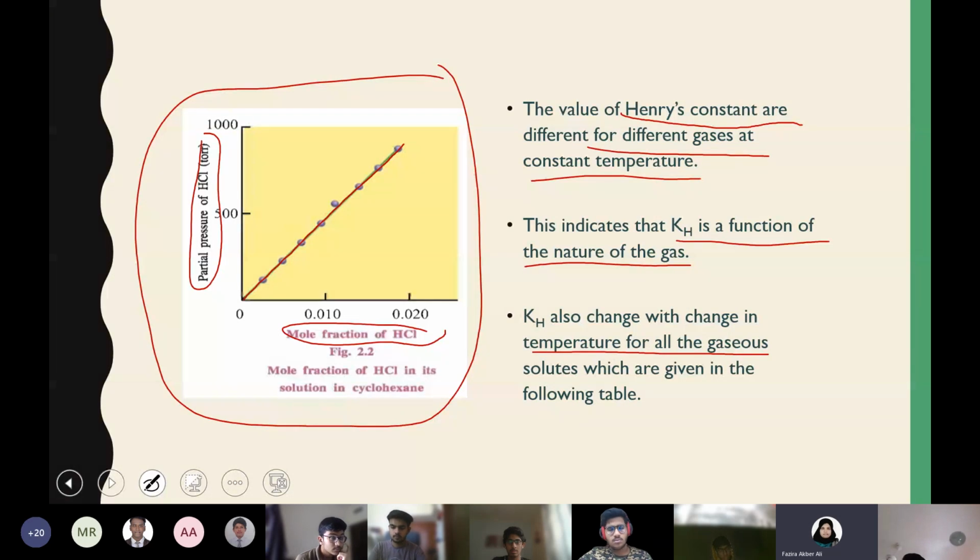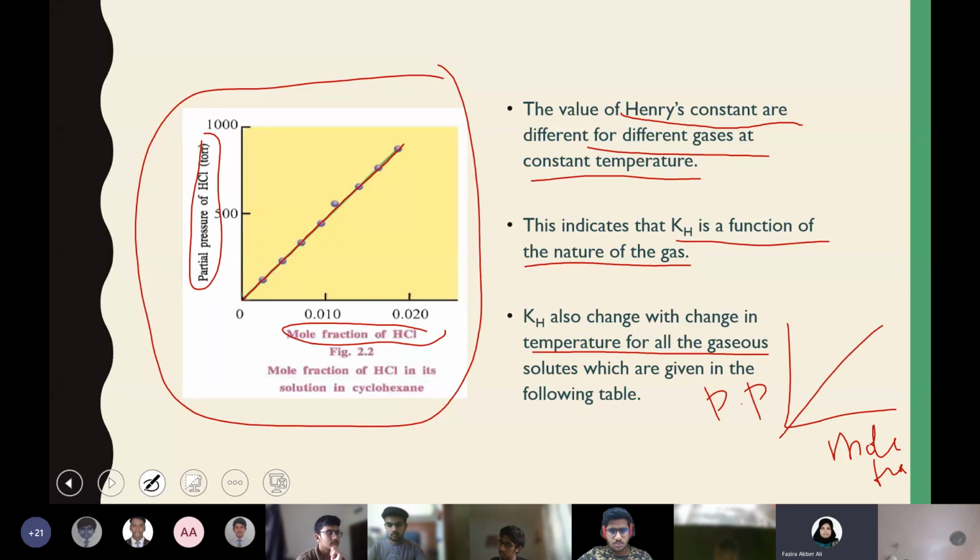Do you have to draw the graph? Just draw like this only. You write mole fraction on the x-axis and partial pressure on the y-axis, then show a straight line through the origin, a directly proportional relation. That much is enough. No need to write HCl; that is one typical example they have given. But this is how a graph showing Henry's law is satisfied.